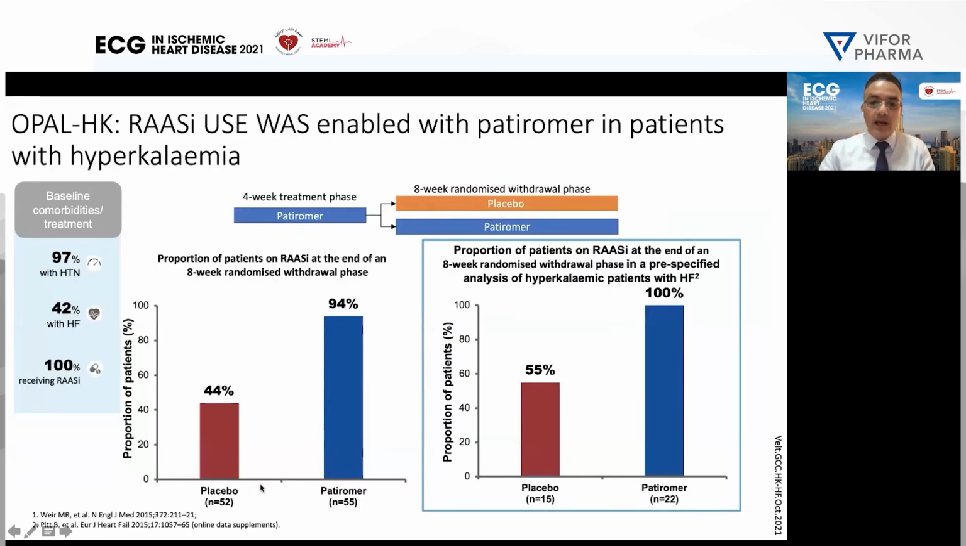Again, in OPAL-HK, they randomized the patients to placebo and patiromer, and we can see that the proportion of patients on RAS inhibitors at the end of the study, at 8 weeks after randomization, was 100% with patiromer compared to only 55%.